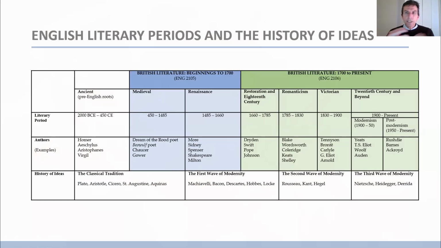I like to be able to schematize things and try to summarize them with a chart. So here's what I've tried to do, at a glance, the English literary periods that you're broadly going to hear about, with the blue shades for this course. So we're broadly looking at the medieval period and the Renaissance period. Then in the green shading, if you take the sister course 2106, British literature 1700 to the present, you will be looking at those broad periods: Restoration, 18th century, Romanticism, Victorian literature, the 20th century and beyond. Each of those periods can have sub-periods, as we'll see, okay? There are some indicative authors there. On the far left, we have ancient or pre-English roots.